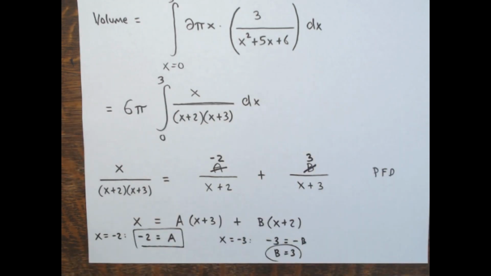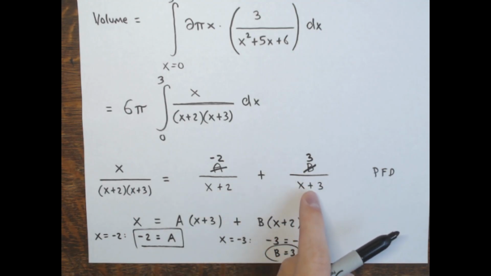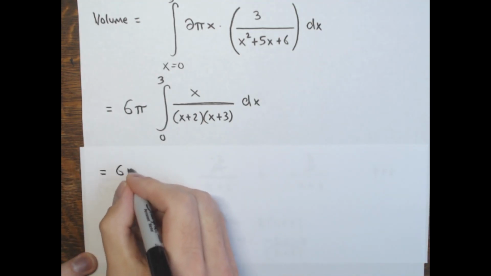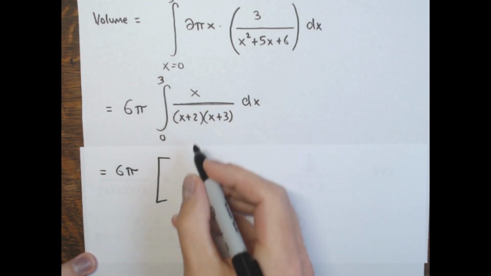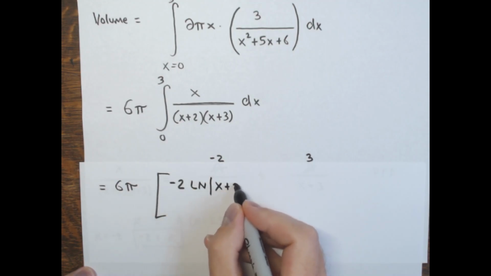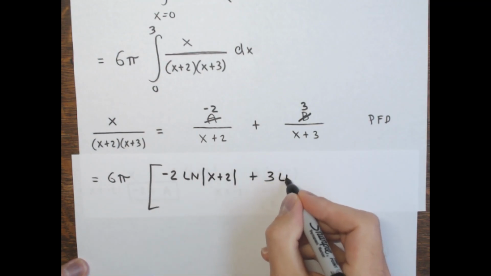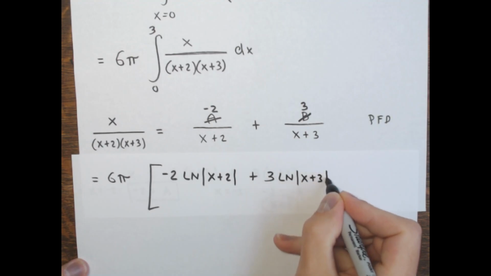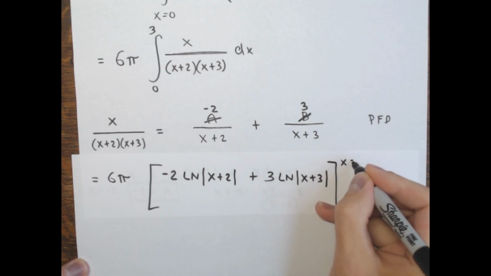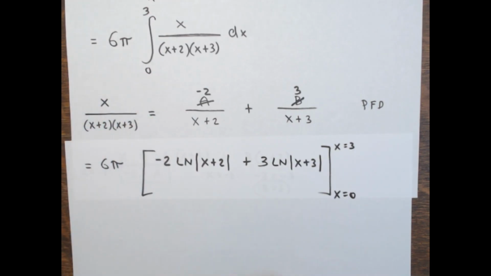Okay, so we'll have -2 times the natural log of the absolute value of x plus 2, plus 3 times the natural log of the absolute value of x plus 3. Let's write that next. So we got 6 pi, and then the integral of this will be -2 times the natural log of the absolute value of x plus 2, and then plus 3 times the natural log of the absolute value of x plus 3. And we're evaluating this from x equals 0 to x equals 3. And hopefully I don't make another arithmetic mistake. That's the video that I had to fix.